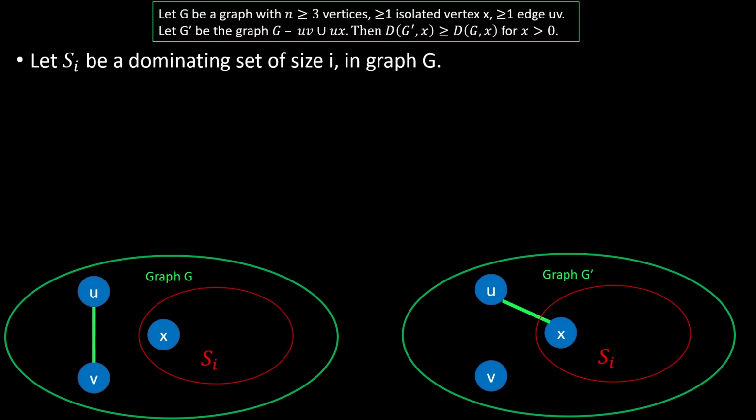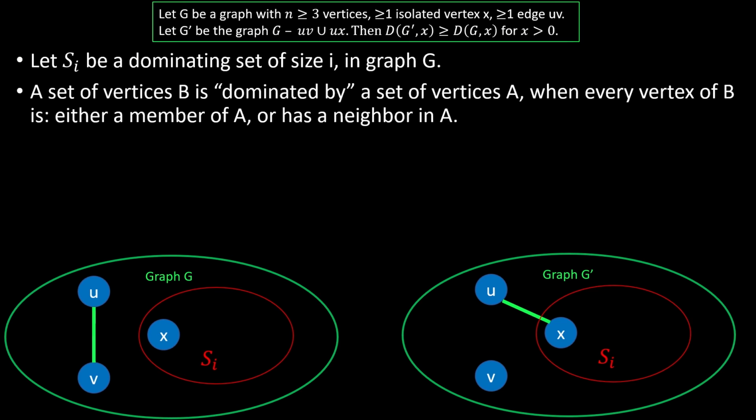First, note that we'll refer to vertices or a set of vertices B as being dominated by another set A if all vertices in B are either a neighbor of some member vertex in A or are themselves members of set A.